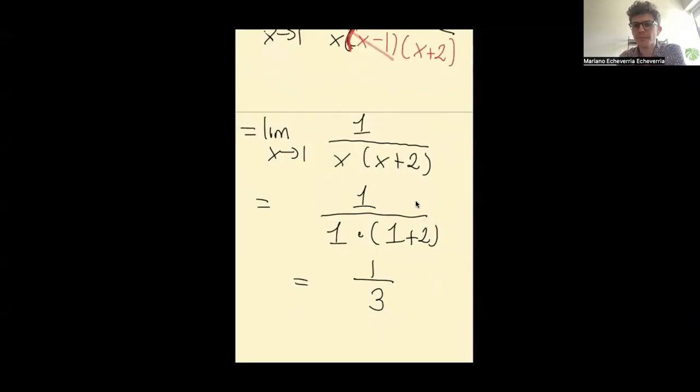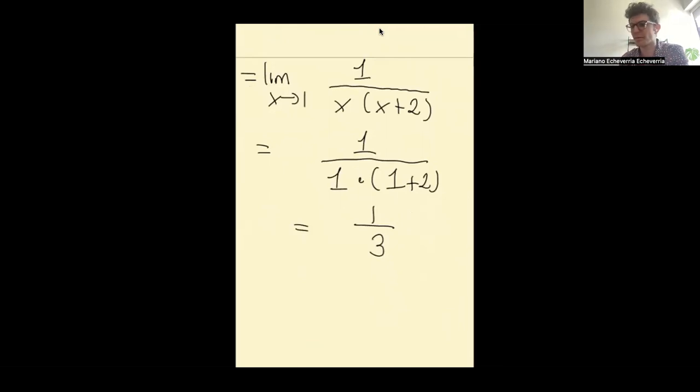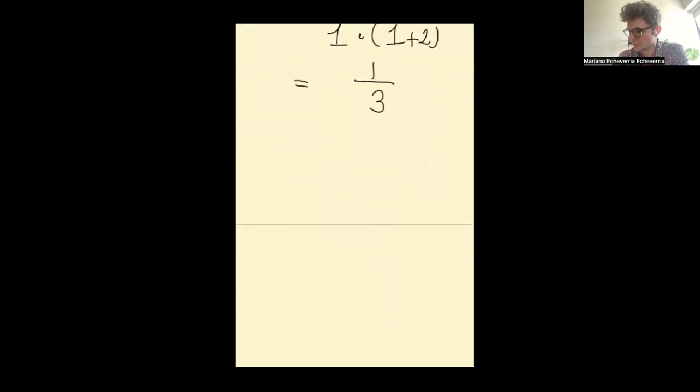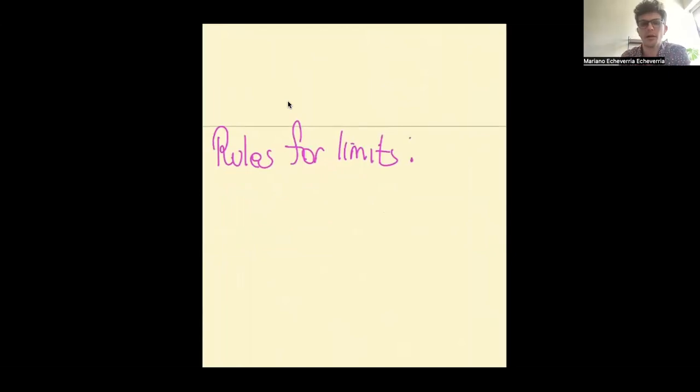Okay, now that we did some warm-up examples, you maybe have some idea for how these limits are behaving. Let me give you some rules which help to make this more mechanical. So let me write some limit rules. The first one is limits and polynomials.